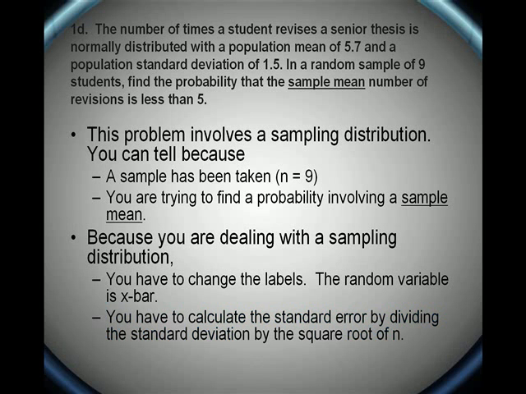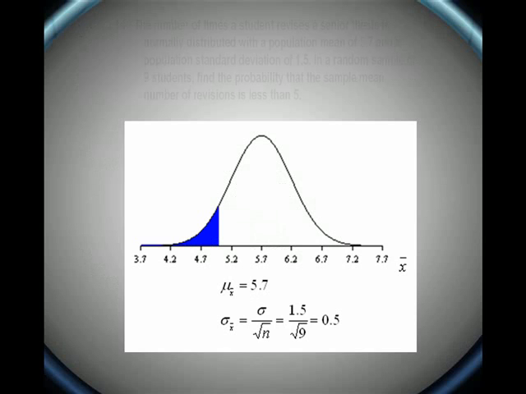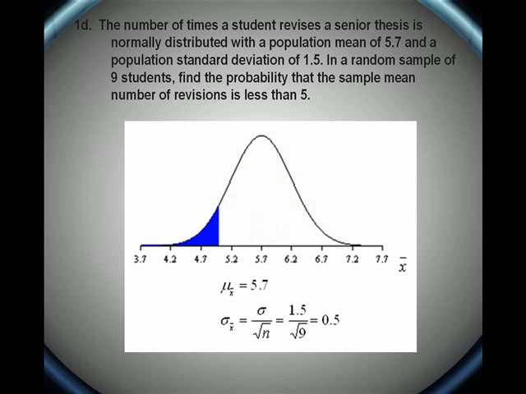Now in this particular case, we had to know that the population was normal because we have a small sample size, n is equal to 9. For larger samples, we wouldn't have to know the shape of the population. Okay, so here's what I mean by change the labels. On the axis, we have x bar, and our mean now is the mu of the x bars, and the standard error of the x bars is equal to the population standard deviation divided by the square root of n, or 1.5 divided by the square root of 9, which is 0.5.